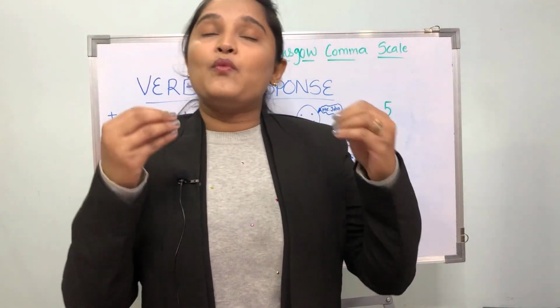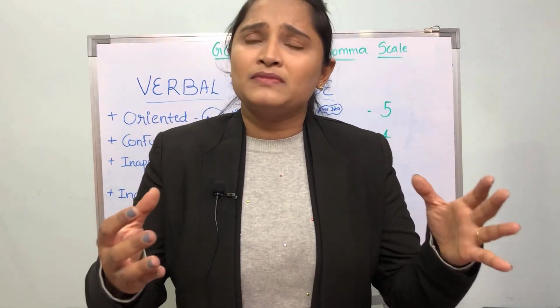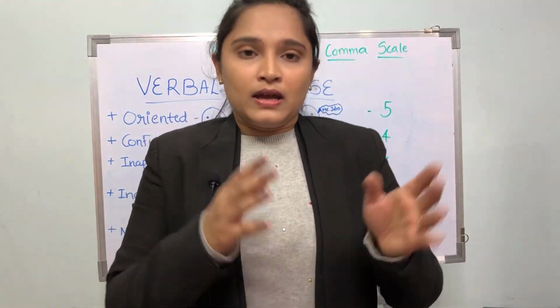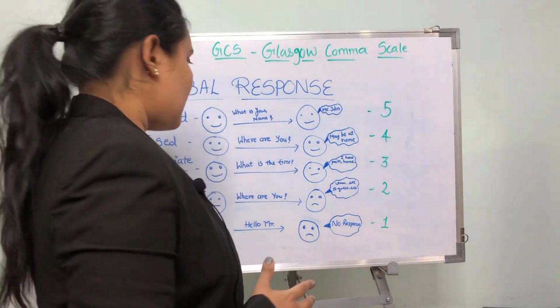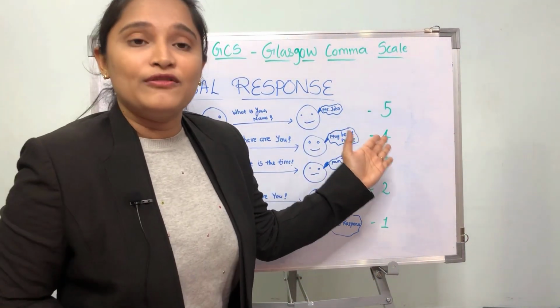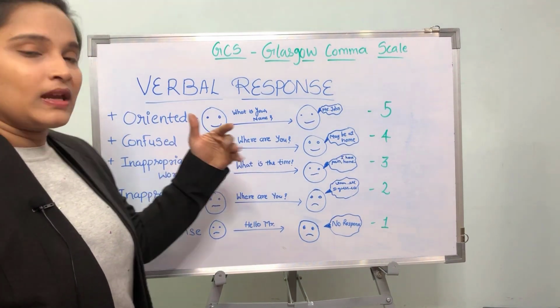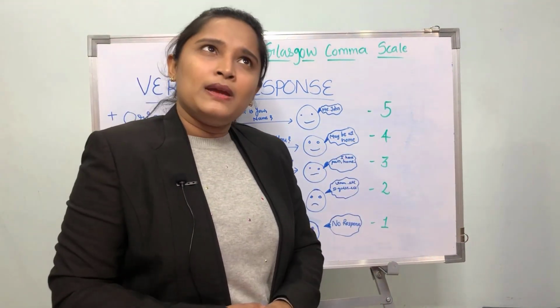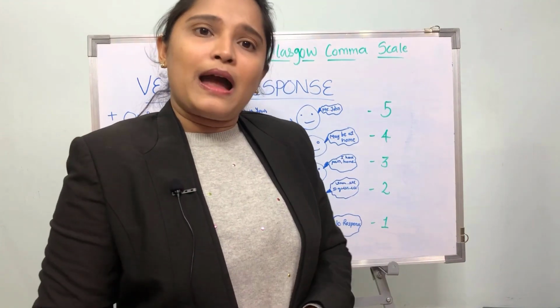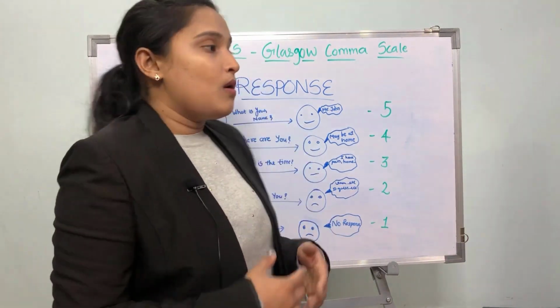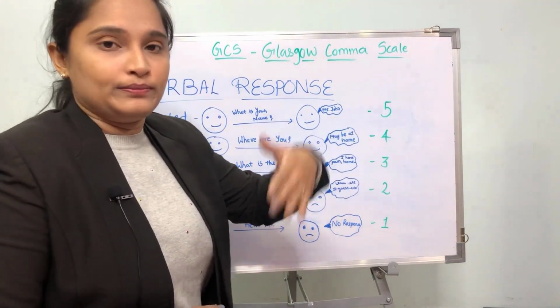is including some words like maybe, it is likely to be, that means that the patient is confused. The score will be 4. If you ask the patient where are you, he will reply that maybe it is likely to be, I am at home. So the score will be 4.